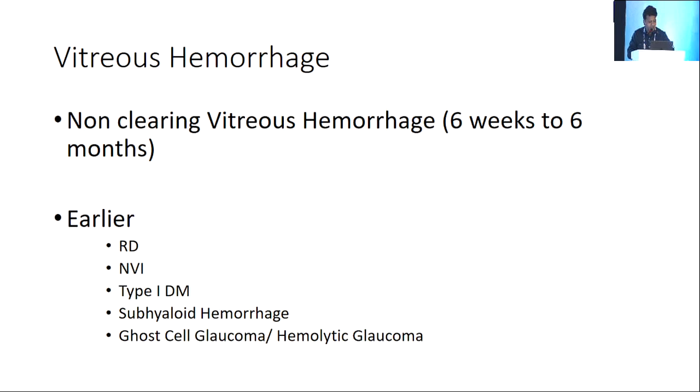Coming to the vitreous hemorrhage now, we do mostly in non-clearing vitreous hemorrhage, though the DRVS recommended a 6 months waiting period. But nowadays with better instrumentation and better machines, we are going in early. Some surgeons prefer to go as early as 6 weeks. But if there is a concomitant RD or neovascularization of the iris, or it's type 1 diabetes mellitus or subhyaloid hemorrhage or hemolytic glaucoma, you need to go in early.